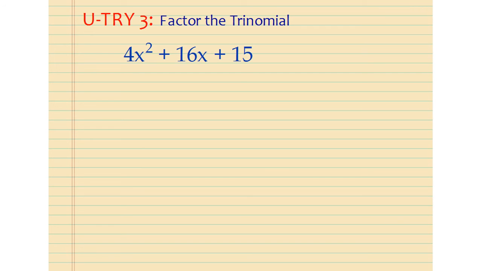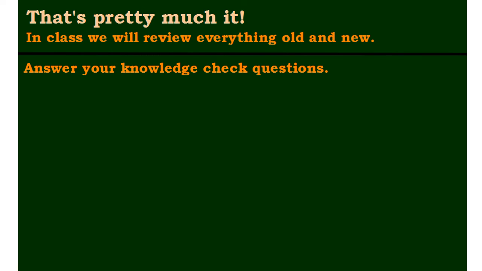Here is your U-try. Multiply 4 and 15. Find factors of that multiplication which could add up to 16. That's pretty much it. In the class, we're going to work on more different types of examples of factoring trinomials. Please try to remember your steps of factoring trinomials.